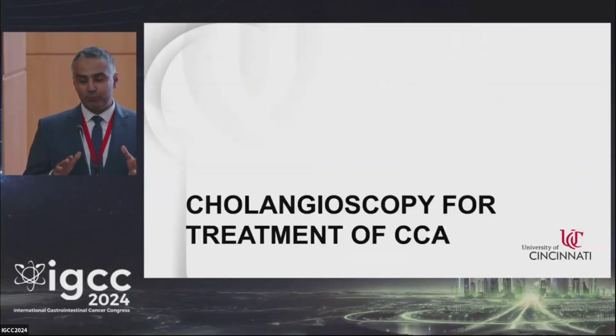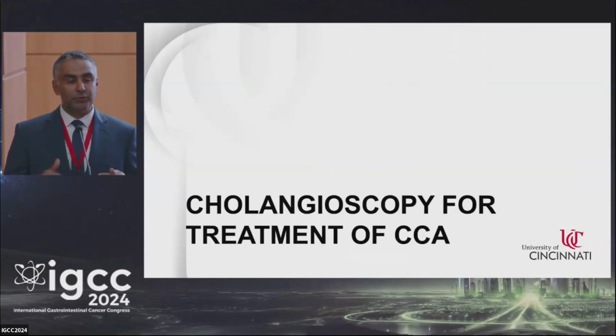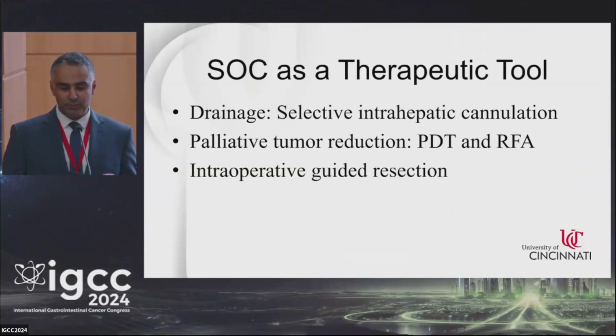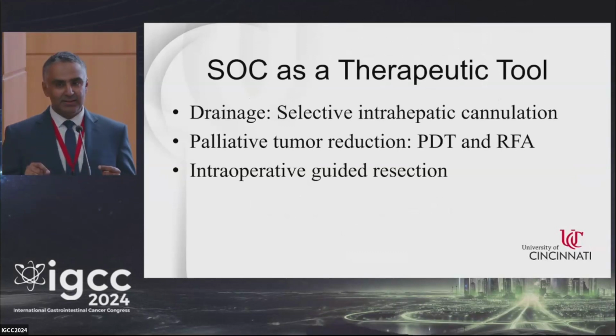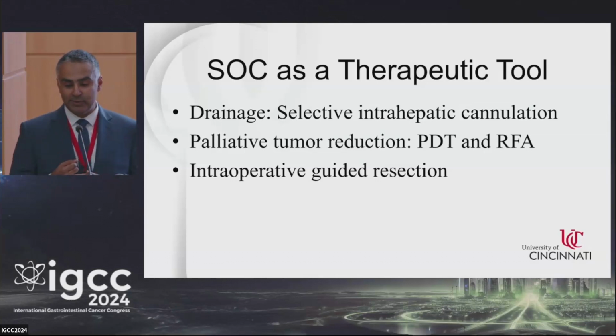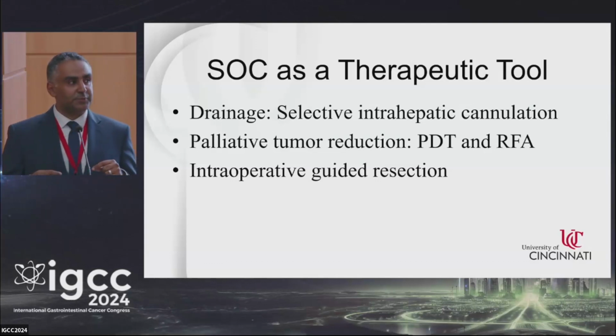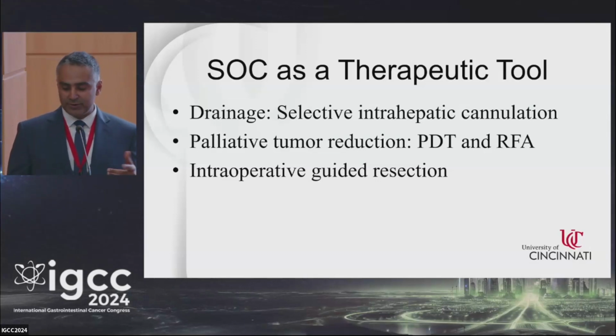Cholangioscopy has not only improved our diagnostic tools for cholangiocarcinoma, but it has also improved our therapeutic options. It enabled us to perform selective intrahepatic cannulation. Also, we can perform intraductal ablative therapies, things like photodynamic therapy and radiofrequency ablation. And recently, it's been used by surgeons to determine the resection margin during surgery.